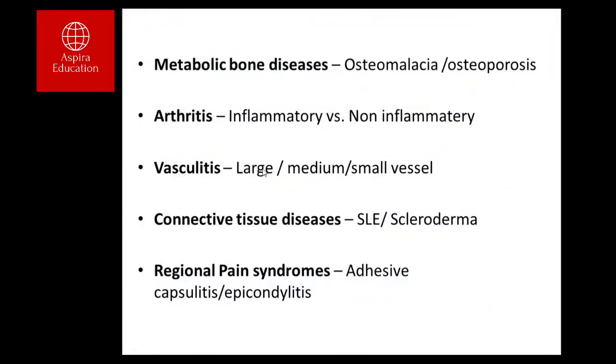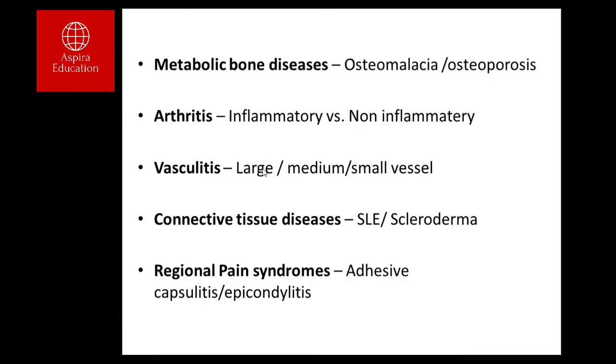For example, we have osteomalacia and osteoporosis. Second, we have arthritis or joint-related pathologies, which can be further classified as inflammatory and non-inflammatory arthritis. Third, we have vessel wall disorders, which are called vasculitis. And depending on the size of the vessel, we classify them as large vessel, medium vessel, and small vessel vasculitis.